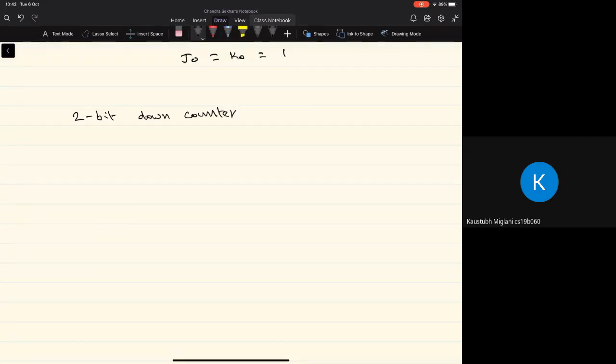I want you to design a 2-bit down counter. So what will be the behavior of this circuit? First, let's write it in the form of a state transition diagram. In terms of the values, let's say the current state is 1. What is it you want the next state of the counter to be?